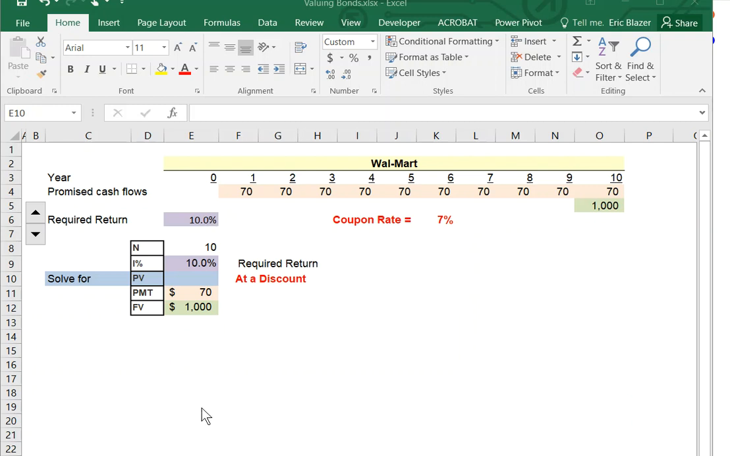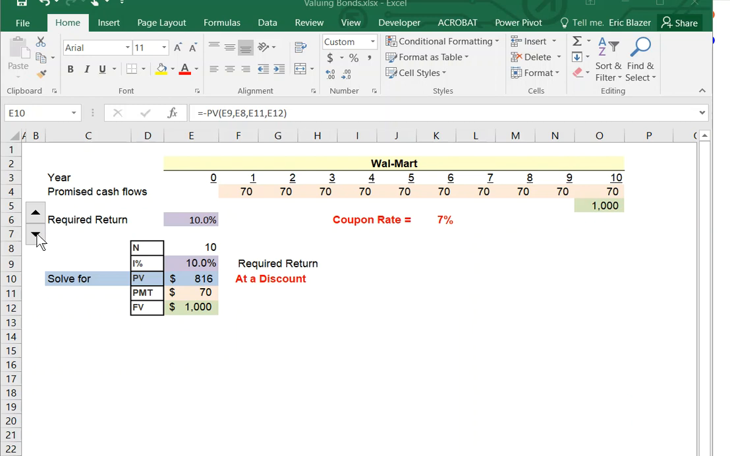In your financial calculator, you would enter in for 10 years, 10% for the interest rate, $70 for the payment, and $1,000 for the future value. Again, the 70 and the 1,000 are both cash flows we will receive, so we want to enter those as positive numbers. When we solve for the present value, we see this bond will sell for $816. Again, it will sell at a discount.